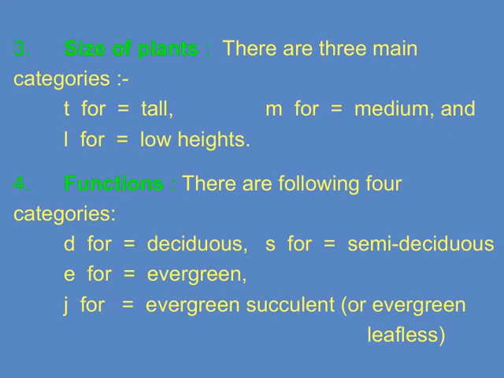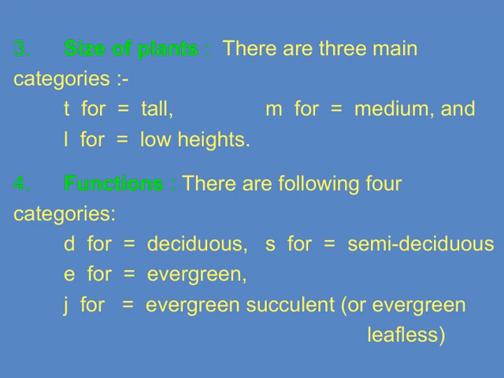Let's talk about the size of plants first. There are 3 main categories to consider here. The first one is T, which stands for tall plants. These are the ones that reach significant heights and often dominate the landscape. Next is M, for medium-sized plants. These are versatile and commonly used in various settings. Finally, we have L, representing low-height plants. These are usually ground covers or small shrubs that stay closer to the ground. Recognizing these size categories helps us understand how plants fit into different environments and functions.